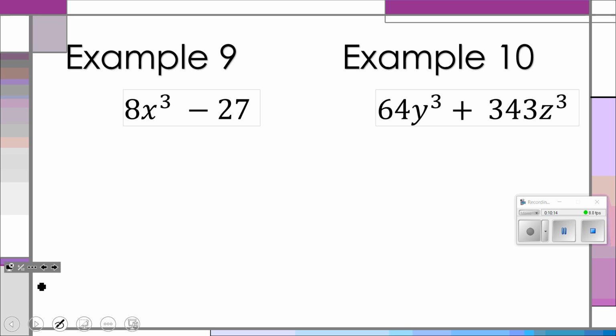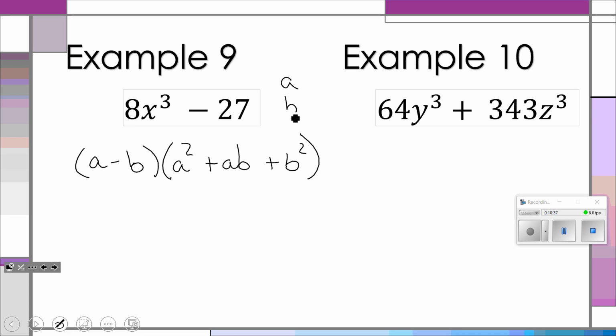Step one, write your formula. So what would our formula be for this one? If it's a minus here, what's it going to start with? A minus B times quantity of, and then switch the sign, plus AB, and then B squared's always positive. Step two, we're going to define A and B. How do I get what A and B are? You take the cube root of each of these. So the cube root of 8x cubed is 2x, and the cube root of 27 is 3. And then from there, all you have to do is plug it into the formula.